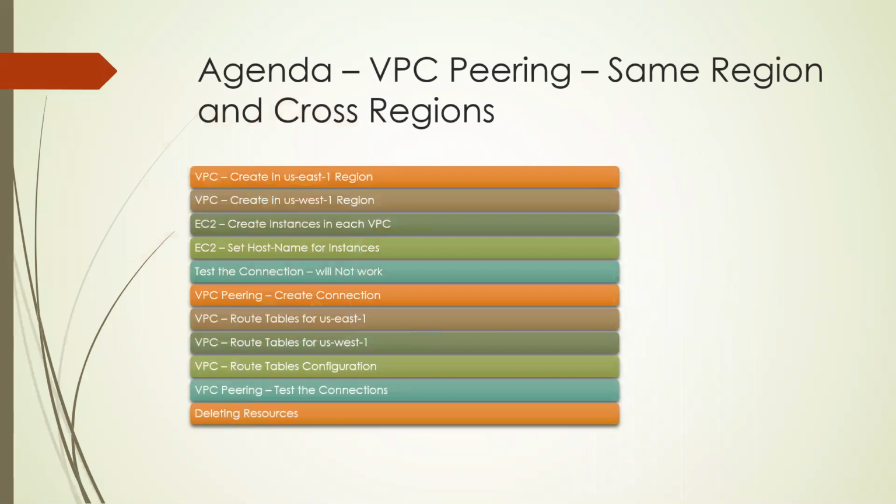And the agenda for discussion today: we will create two regions. One region we will create in US East 1 and the second region in US West 1. After that we will create an instance in each VPC. It means we will use two VPCs in one region, so we will create 4 instances over there. And after creating the instances, we will set the host name so that we can identify which instance is related to which host name, right? Which server or which region.